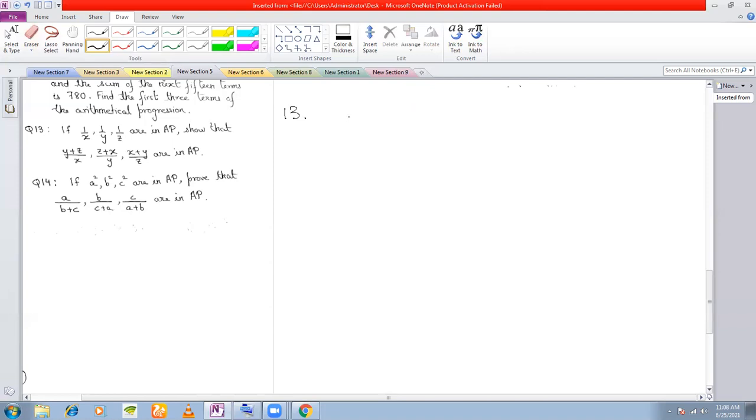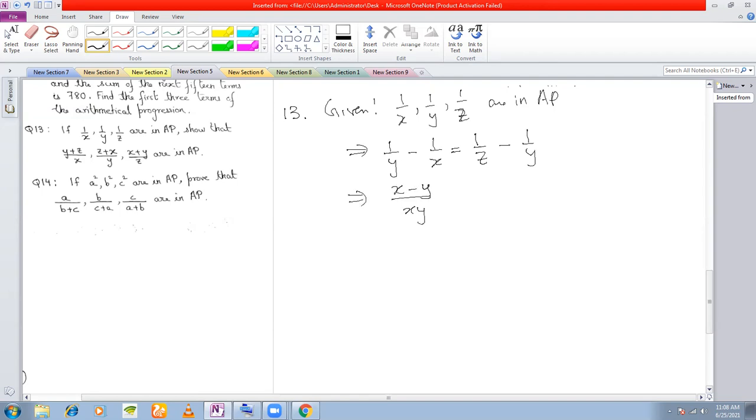If 1 by x, 1 by y and 1 by z are in AP, show that. So given here, 1 by x, 1 by y, 1 by z are in AP. Now if these are in AP, what does it mean? 1 by y minus 1 by x, A2 minus A1, is equal to A3 minus A2, right? So now you take the LCM, you'll get (x minus y) by xy is equal to (y minus z) by yz. That means this is given to you. Call this 1. Okay. What do you need to show?